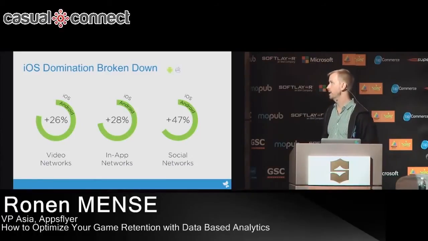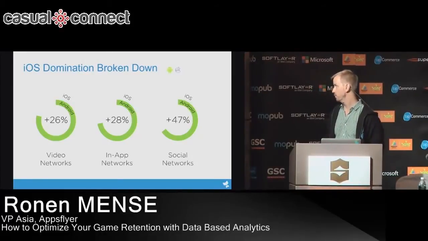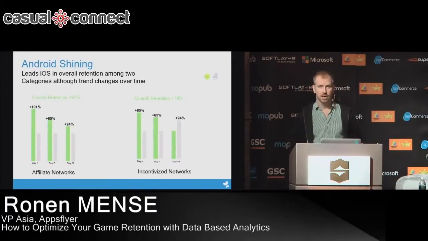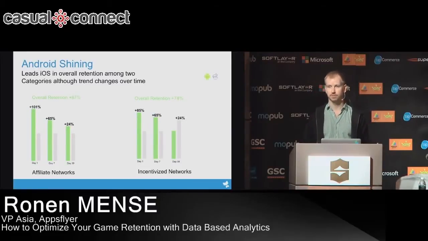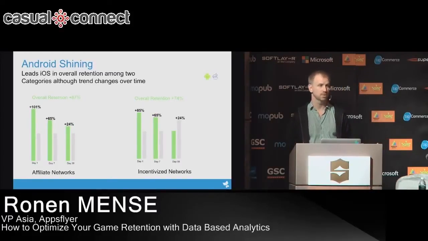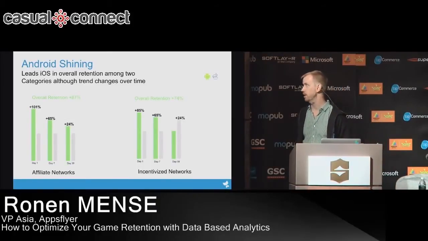So here we have the iOS domination broken down. Once again, you see that video is leading, and then once again, iOS is leading when it comes to social networks. But it's not all doom and gloom for Android, of course, because Android tends to shine in 2 specific categories when we're looking at retention specifically, in affiliate and incentivized networks. What's interesting here is that we see on a short-term basis, Android retention can be much better. But once you start drawing it out and you go into day 30 and beyond, iOS users will start to take over.